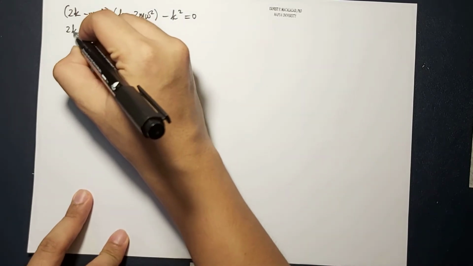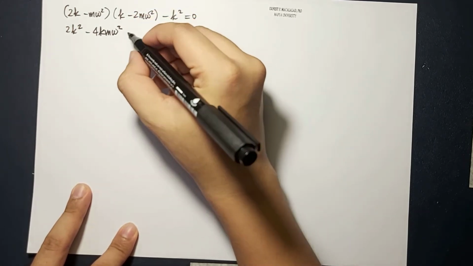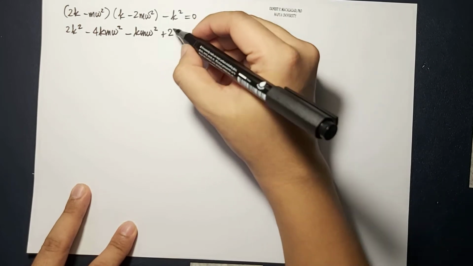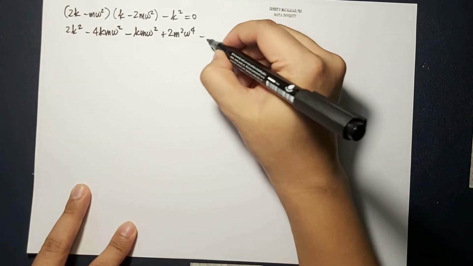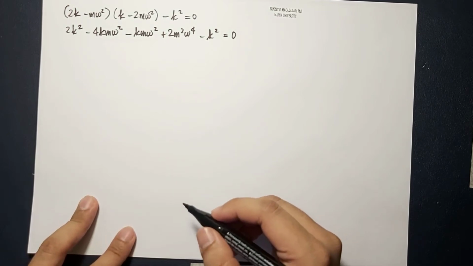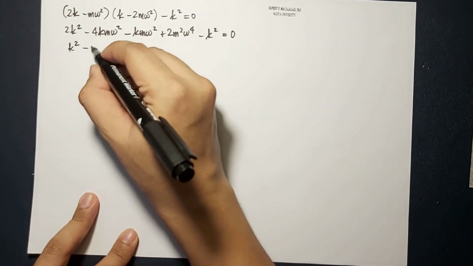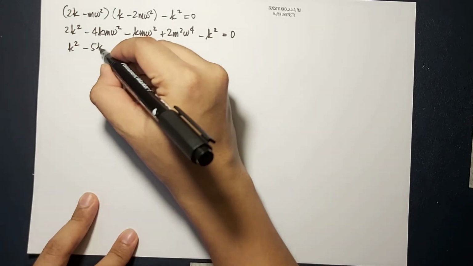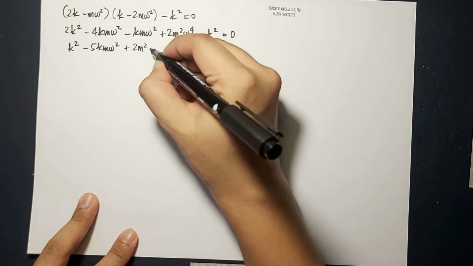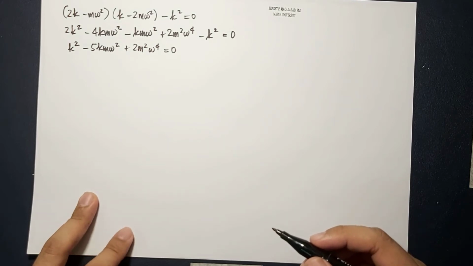So 2k squared minus 4km omega squared minus km omega squared plus 2m squared omega to the fourth minus k squared equals 0. From here this can be simplified as k squared minus 5km omega squared plus 2m squared omega to the fourth equals 0, which is actually a quadratic equation in k.